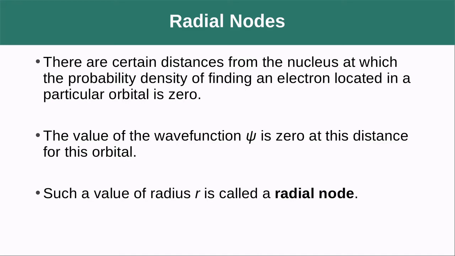All right, radial nodes. So there are certain distances from the nucleus at which the probability density of finding an electron located in a particular orbital is 0. So these are what is known as the radial nodes. This is the three-dimensional version of what we saw before with the standing waves.